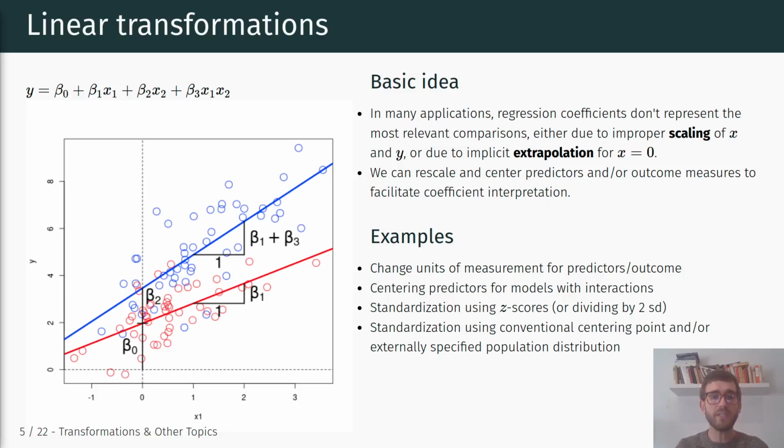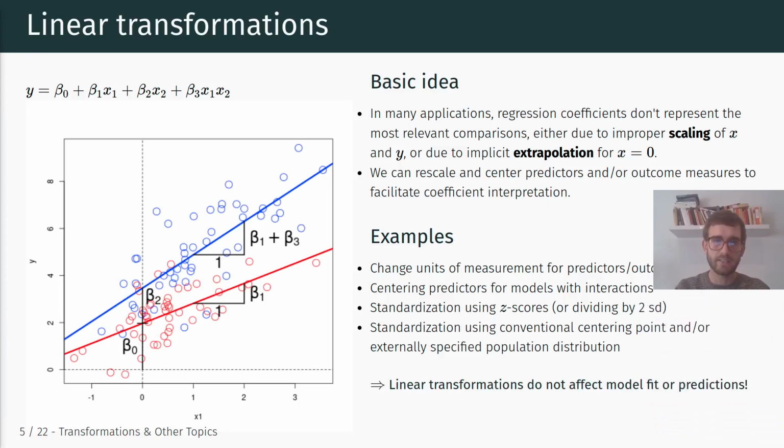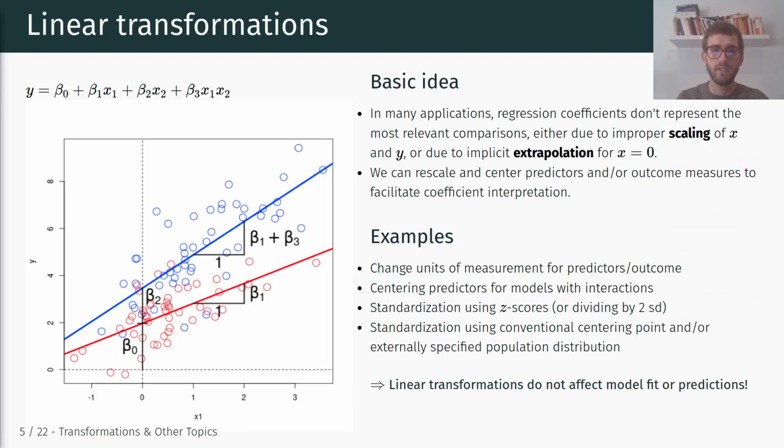Okay. The key point here to understand, and that I want to emphasize again, is that these linear transformations are only about interpretation, to facilitate interpreting these coefficients, right? Linear transformations of either the predictors and or the outcome measure do not affect the model fit or the underlying predictions, right? The underlying model that you're fitting is still the same. All you're doing is changing the scaling of these axes, right? The underlying relationship between these measures is still the same.